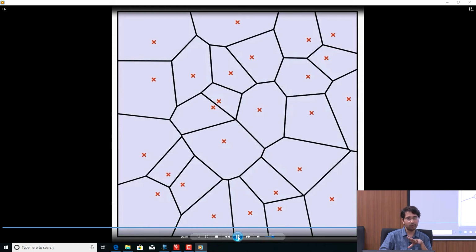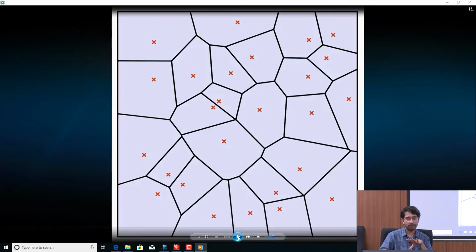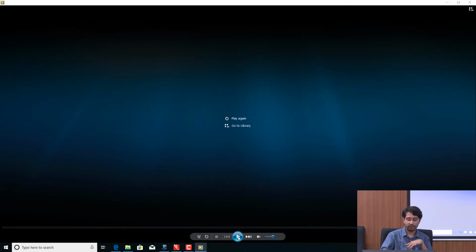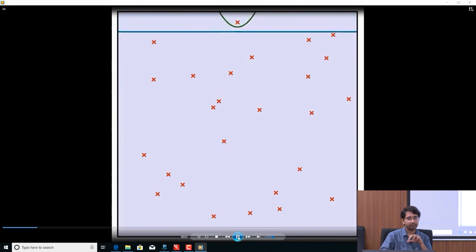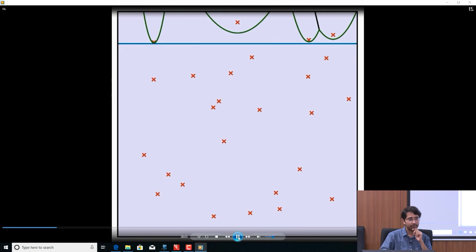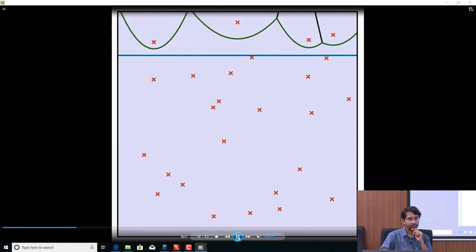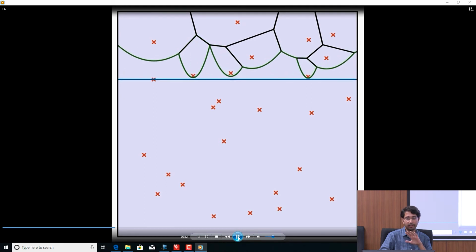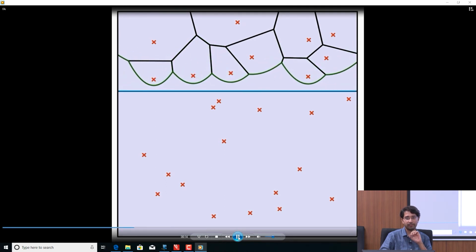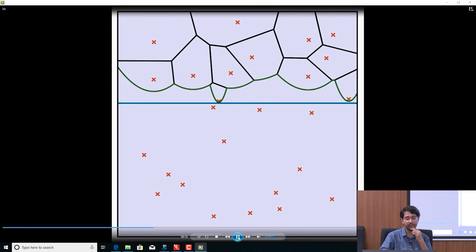So, this is how Fortune's algorithm creates the Voronoi diagram. This is exactly what I have described to you just now. Circle event, site event, everything is taking place one by one.